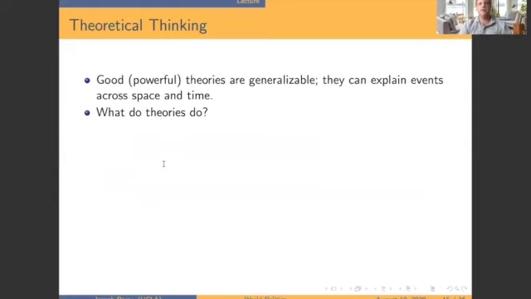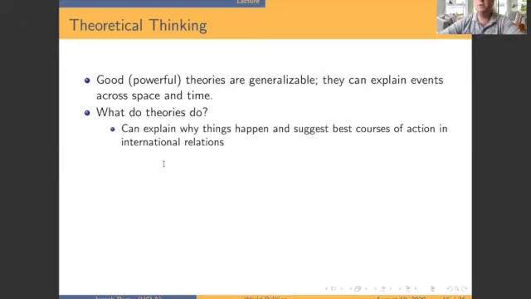How do we know if a theory is powerful or so-called good theory? Well, they are typically generalizable. They will explain events across time and space. Examples of this include Charles Darwin's theory of evolution, heliocentrism, general and special relativity. These are theories that go beyond what they were initially trying to explain and explain a broader set of phenomena and continue to have explanatory value as we learn more about the real world.